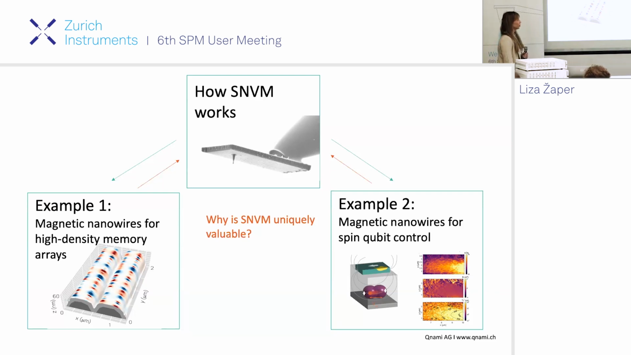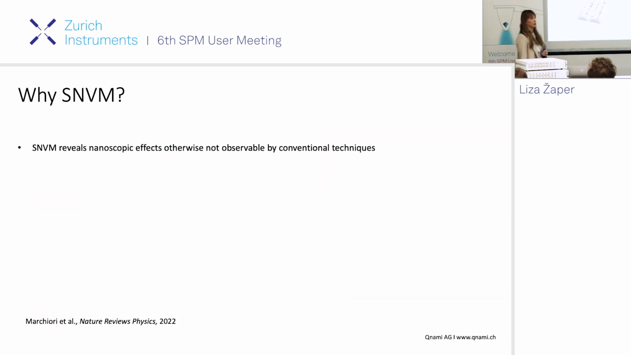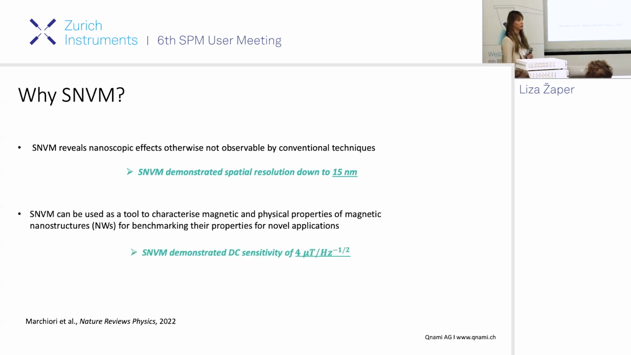And the question that may naturally arise here is why is scanning NV magnetometry uniquely valuable in the context of these 2 applications? And so the first reason is its spatial resolution that goes down to 50 nanometer. And this is a resolution that would not otherwise be achievable by other conventional techniques.